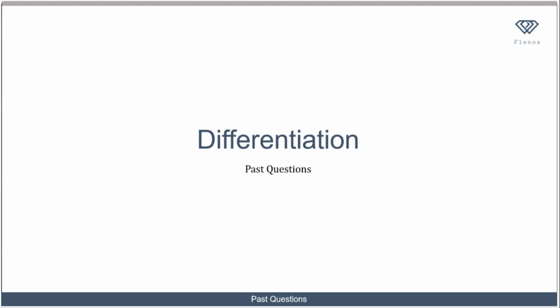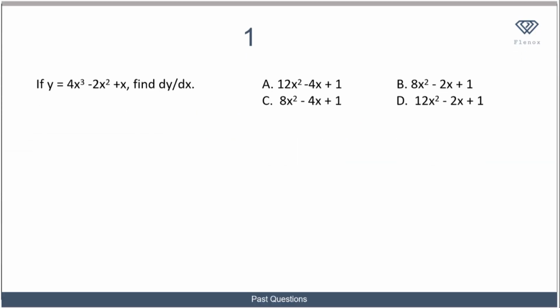Hello everyone, so now we'll be looking at some past questions to see how to apply some of the concepts we've learned to solve differentiation questions. So let's get started. In this first example, we are told that if y is equal to 4x cubed minus 2x squared plus x, we should find dy over dx.